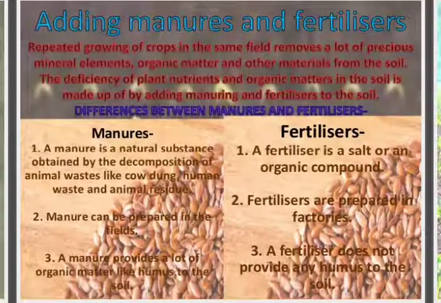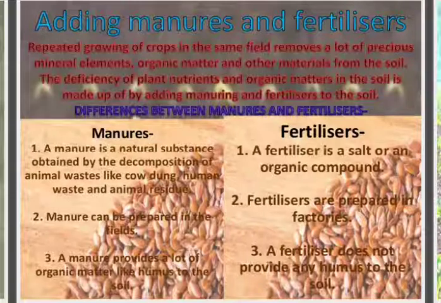Adding manure and fertilizers. Repeated growing of crops in the same field removes a lot of precious mineral elements, organic matter, and other materials from the soil. The deficiency of plant nutrients and organic matter in the soil is made up by adding manure and fertilizers to the soil. Now here is a basic difference between manures and fertilizers.